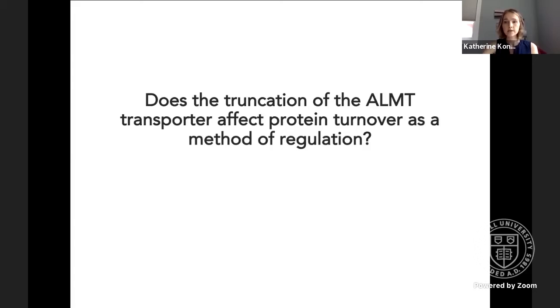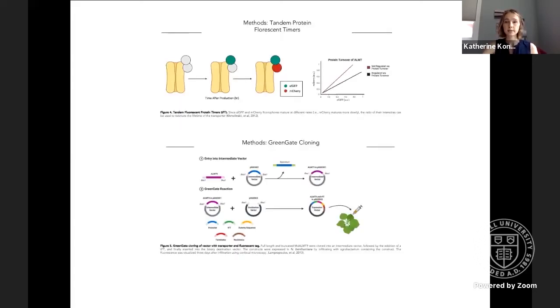To answer this question, I use tandem protein fluorescent timers, which I attach to my transporters. The timers consist of two fluorophores, a GFP and an mCherry. The mCherry matures at a slower rate than the GFP. And so, as a result, we can find the ratio of the intensity of mCherry to GFP to find the relative lifetime of the transporters. A greater mCherry to GFP intensity means that the protein population is relatively older. And if the ratio is smaller, then it means that the protein population is relatively younger.